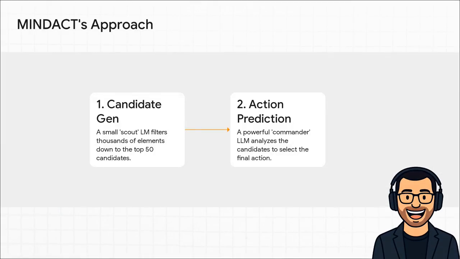So, the solution they came up with is this really clever two-stage process. The best way I think about it is like a scout and a commander. First, a small, fast scout model scans the entire chaotic battlefield, the web page, and it identifies the 50 most relevant targets. Then it passes that shortlist to the powerful Commander LLM, which makes the final strategic decision on which single target to act on and exactly what to do.